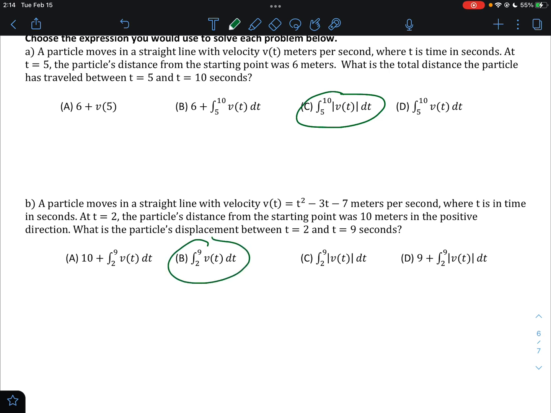A would represent a position. C is your total distance traveled. And then D, I'm not really sure what that represented. It'd be a total distance increased by 9, which doesn't really represent anything important.